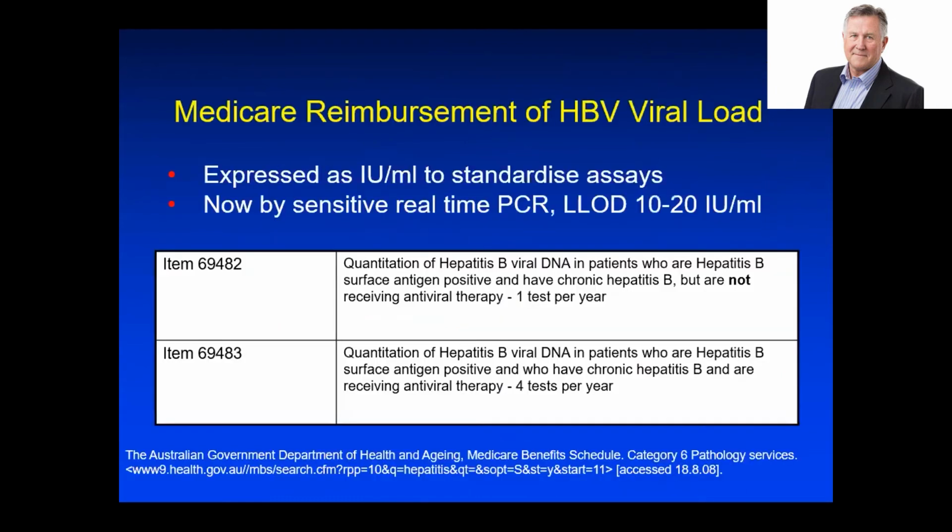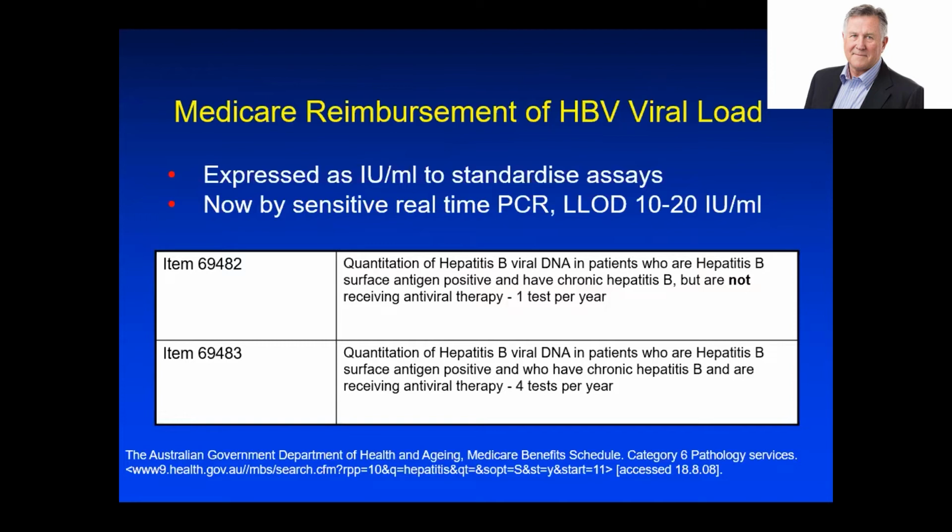Next slide, please. One of the key things that we need to actually monitor this virus is a Hep B viral load, which is now reimbursed by Medicare. And we express this in international units to standardize the different assays. What you can see is this is really incredibly sensitive. So a bit like HIV and Hep C assays, the low limit of detection is now 10 to 20 international units per ml, which is exquisitely sensitive.